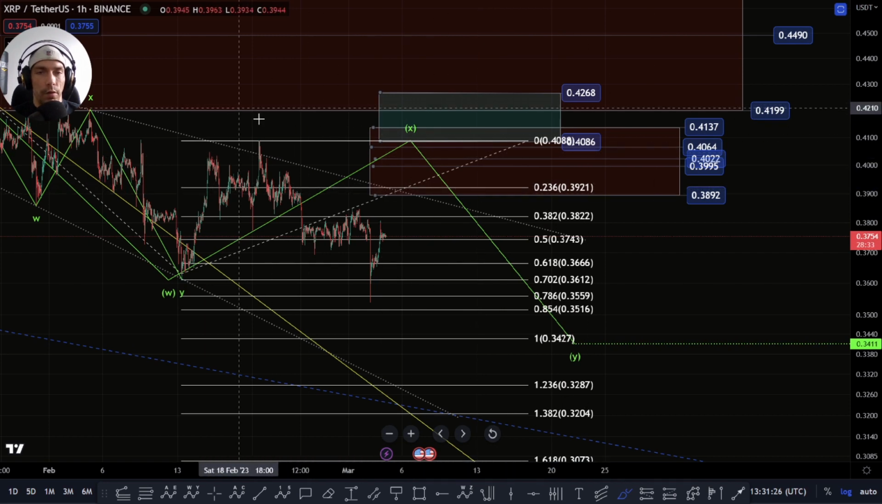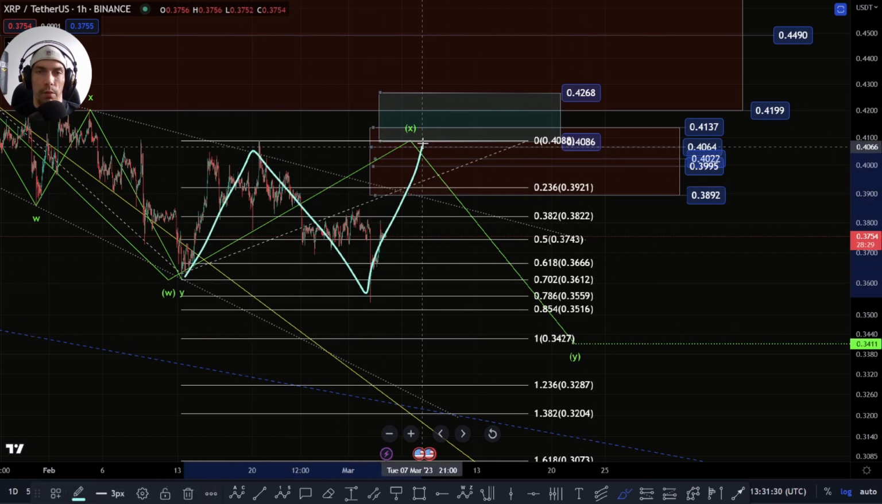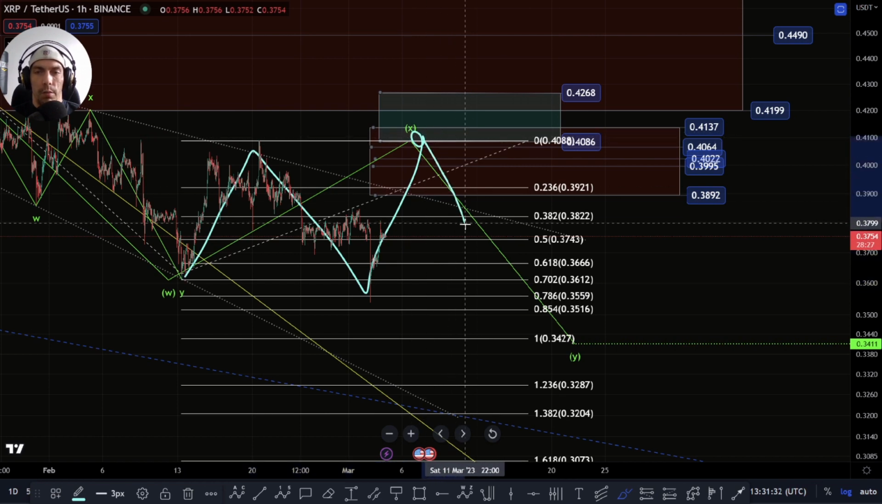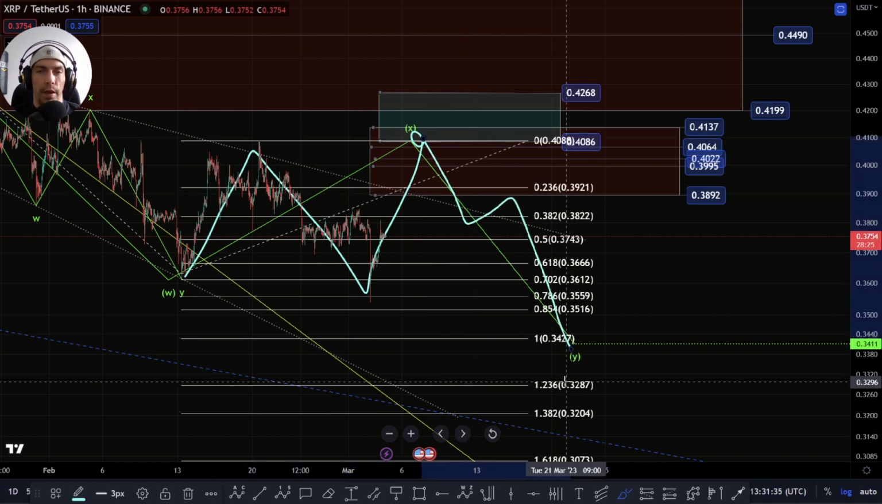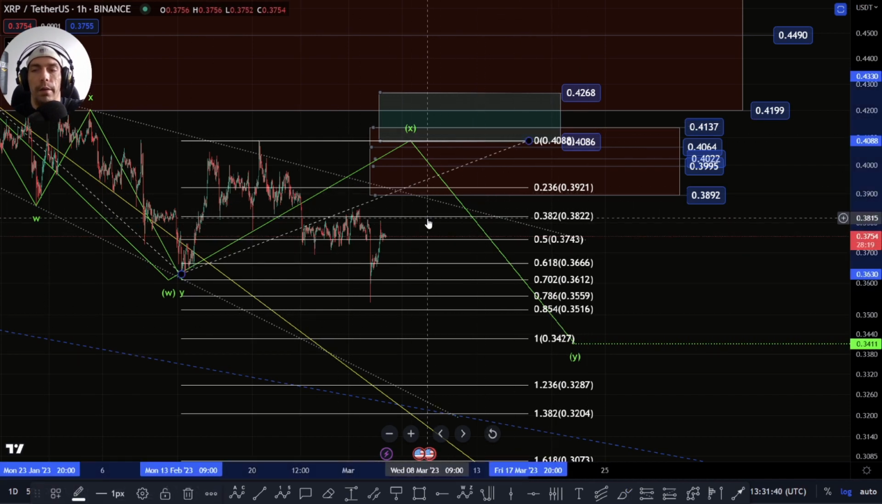So this is still possible where we could see this extend out a little bit and become more of a corrective mess here. And then we see something like this play out as a bigger WX and a Y. So this is going to be a key area for rejection.